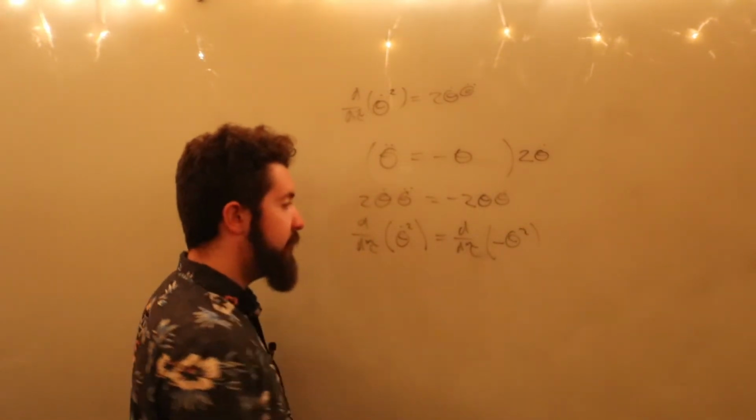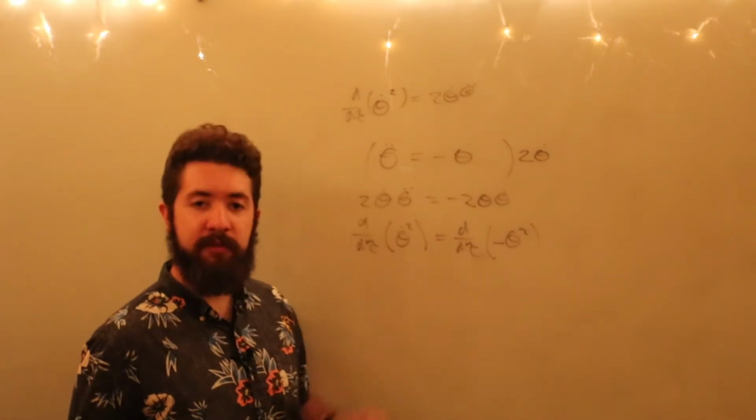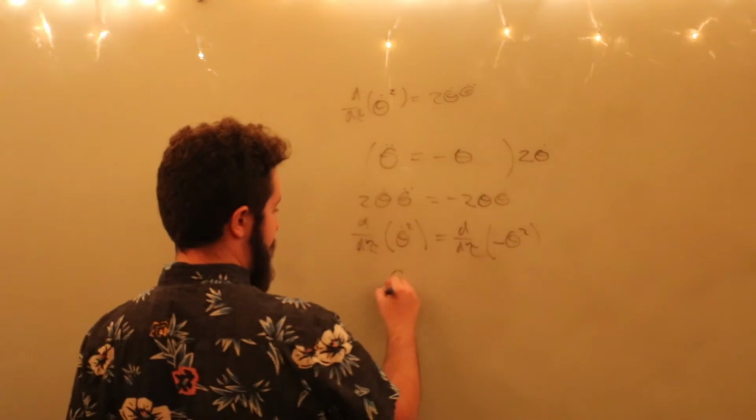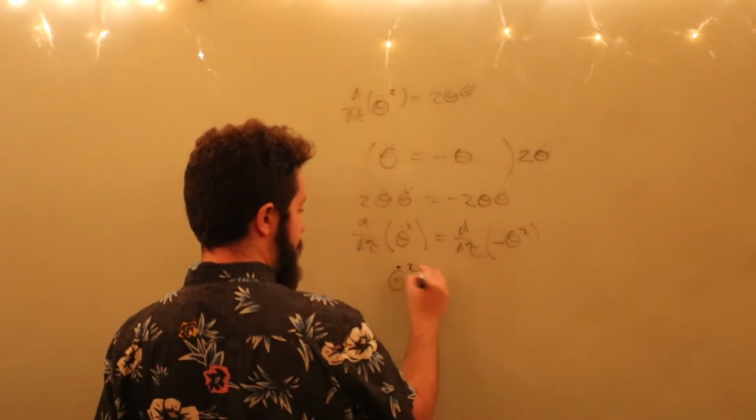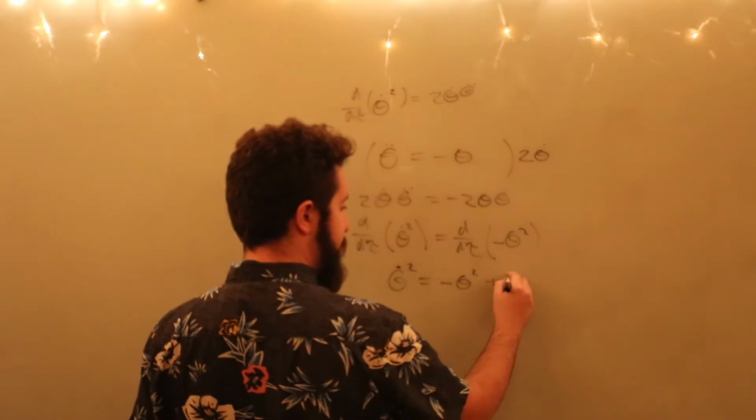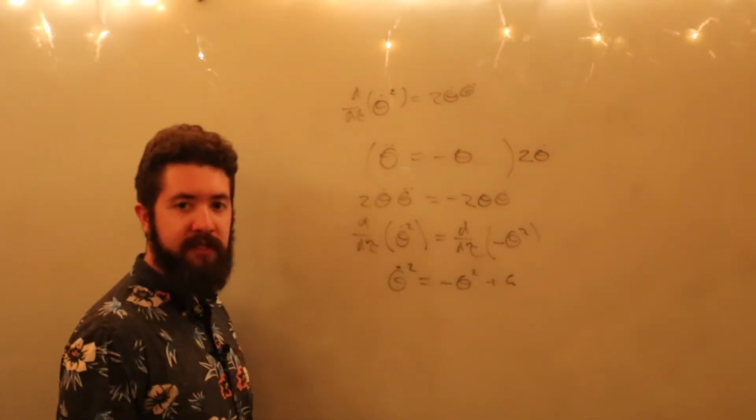Now, if we have two things which have the same derivative, then they can only differ by a constant, so that we have theta dot squared has to be equal to negative theta squared plus some constant. We'll call it c for now.